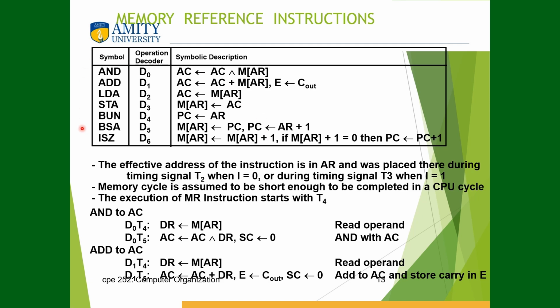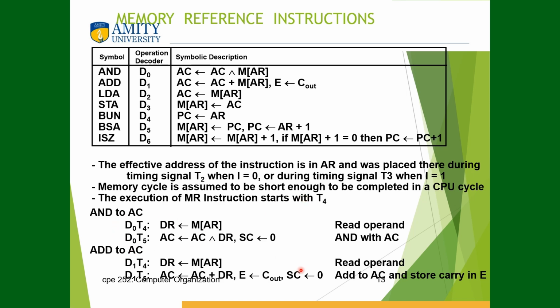These are the memory reference instructions from D0 to D6. The effective address of the instructions is in AR and was placed there during T2. This happened, as we saw, when I was 0, or during T3 when I was 1. The memory cycle is assumed to be short enough to be computed in a CPU cycle, and execution starts at T4. As we saw, T3 was to determine whether it is direct or indirect. If it was indirect, we would copy it from the indirect address, so execution happens at T4.